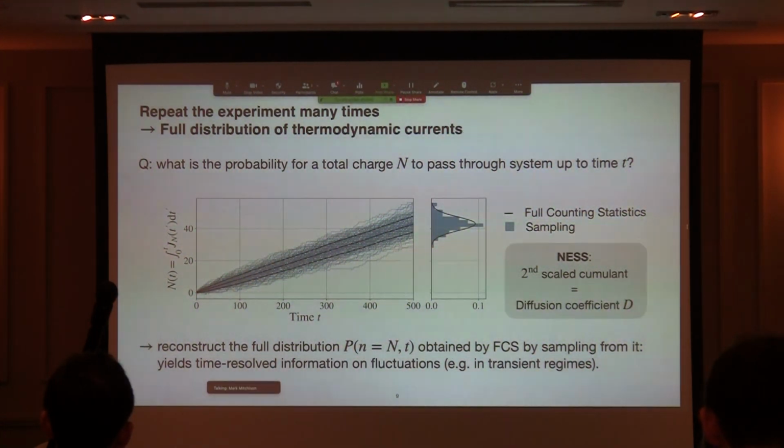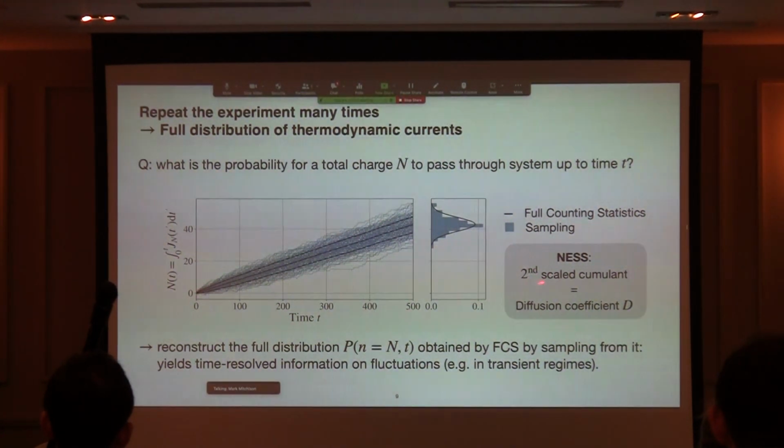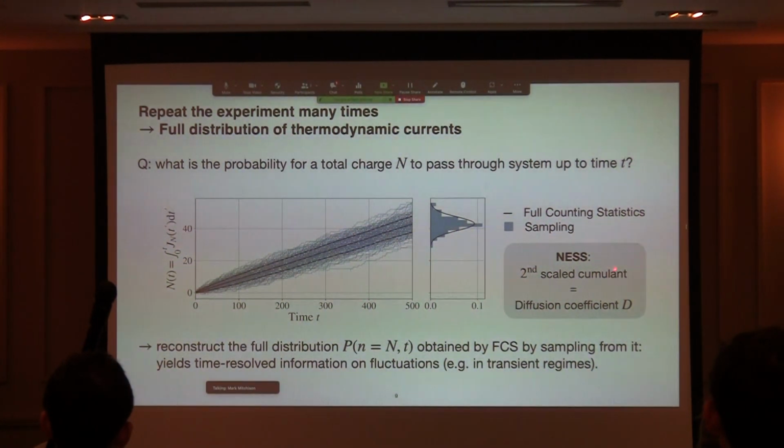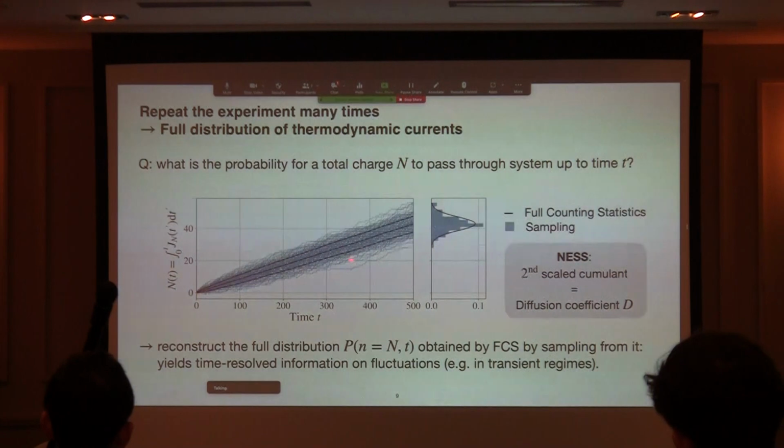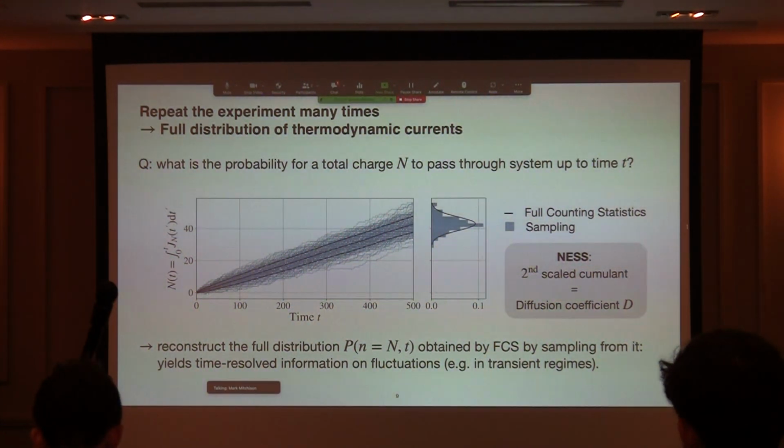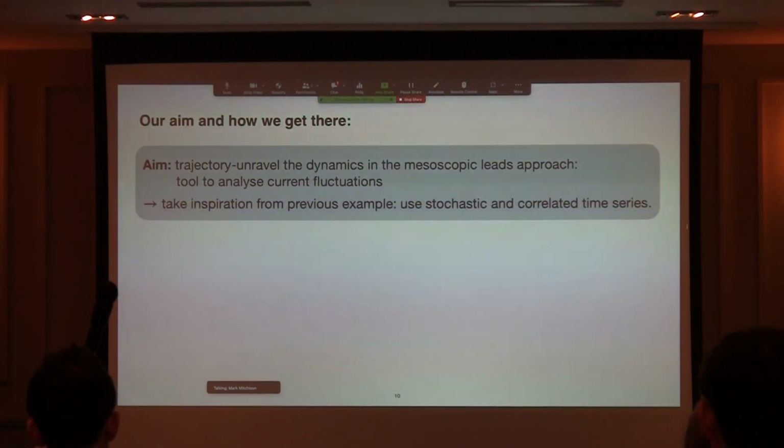In non-transient regimes, or in non-equilibrium steady states, we encounter a very familiar quantity, namely the diffusion coefficient, which appears as the second scaled cumulant, which is the time derivative of the variance of the integrated current. That's just the slope here, and it appears in, for example, the thermodynamic uncertainty relations we've discussed before.